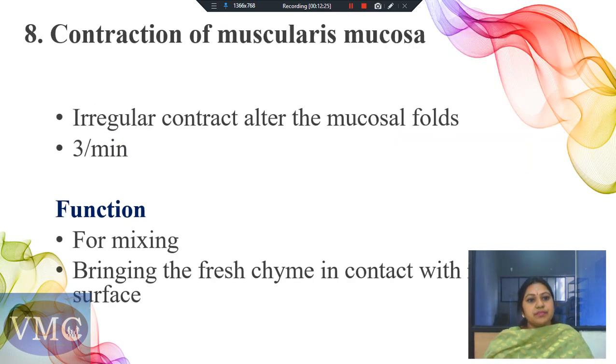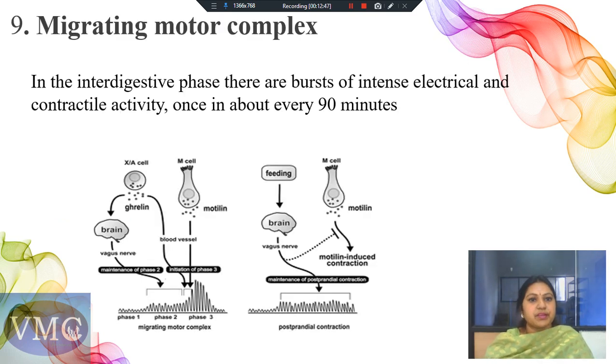The next one is the contraction of your muscularis mucosa. The muscularis mucosa causes irregular contraction of the mucosal folds. This occurs at a rate of 3 per minute. The function is mixing, bringing fresh chyme in contact with the surface. So it mixes and revolves, and that is the contraction of your muscularis mucosa. The last one is about the migrating motor complex.